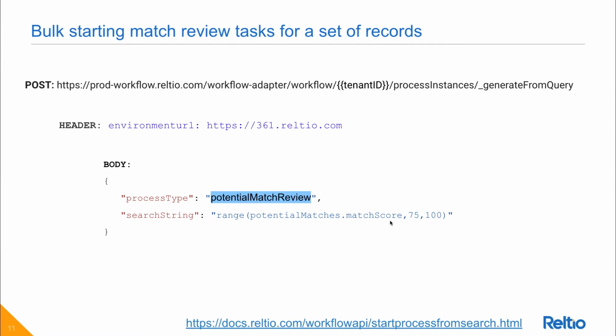As in the previous screen, where we were filtering on records that met a specific match rule, here we're indicating that any record that has a match score between 75 and 100 should receive a match review workflow. And in our demonstration, we're going to show another example of using this automation around triggering some workflows.